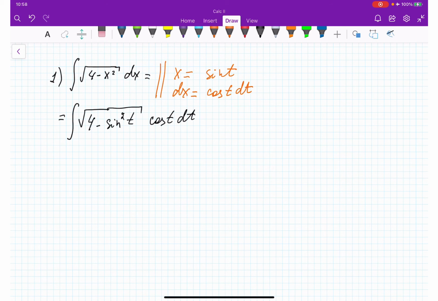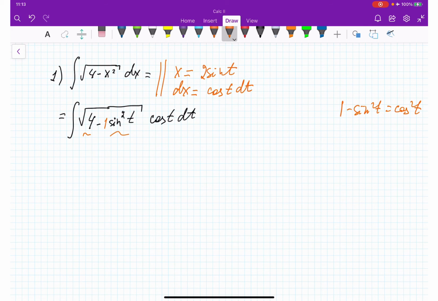Look here. I have 4 and minus sine squared t. That reminds me of 1 minus sine squared t equal cosine squared t. Yes? But here I have 4. How to make it 1? I can't. But what I can do is bring this one to the level of 4. How? I'm putting here 2 sine t. And as a result, dx will be 2 cosine t dt.